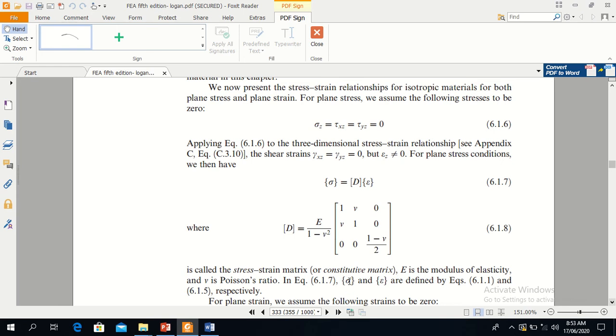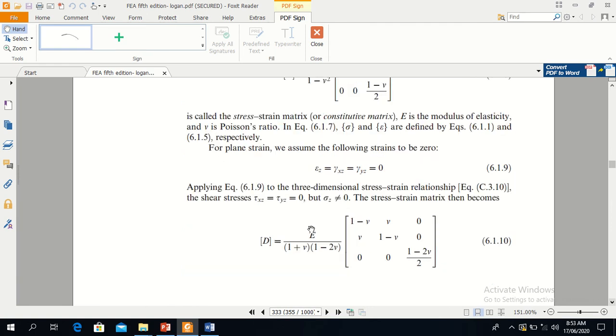We have already defined sigma and epsilon. Sigma matrix has three elements: sigma x, sigma y, and tau xy. Similarly, epsilon matrix has three elements: epsilon x, epsilon y, and gamma xy. So this is the D matrix when sigma z is not 0.